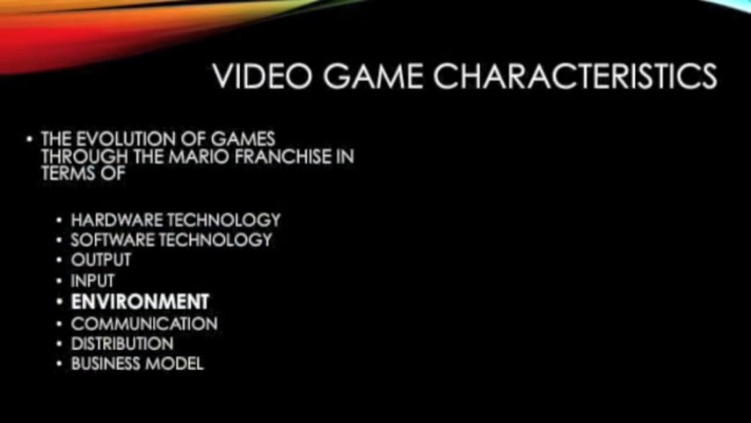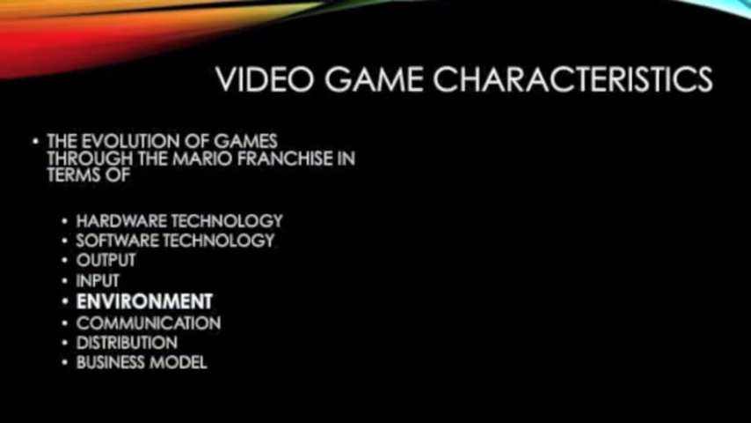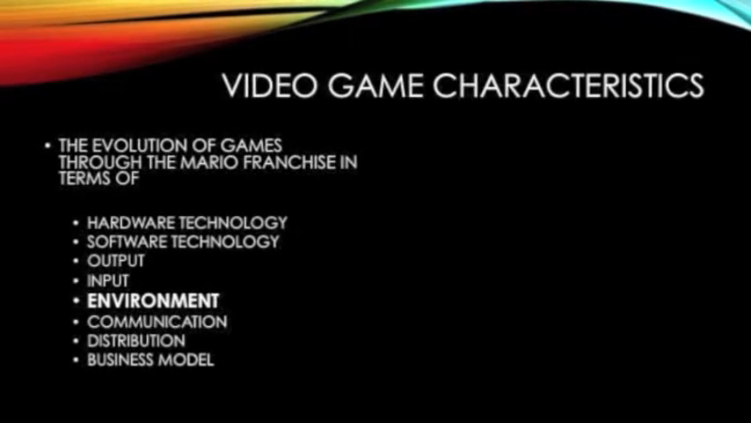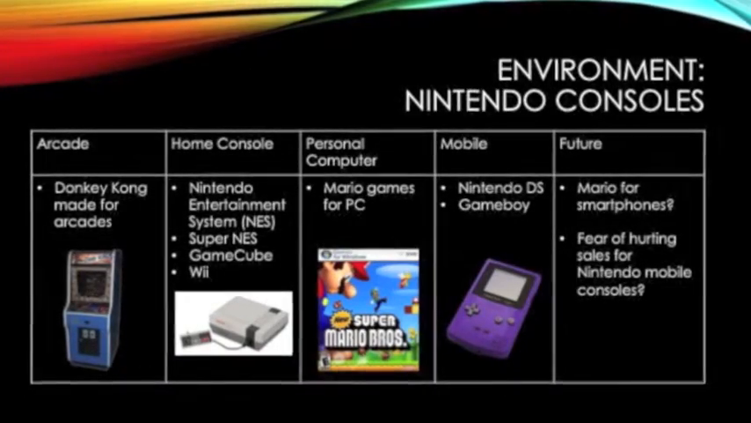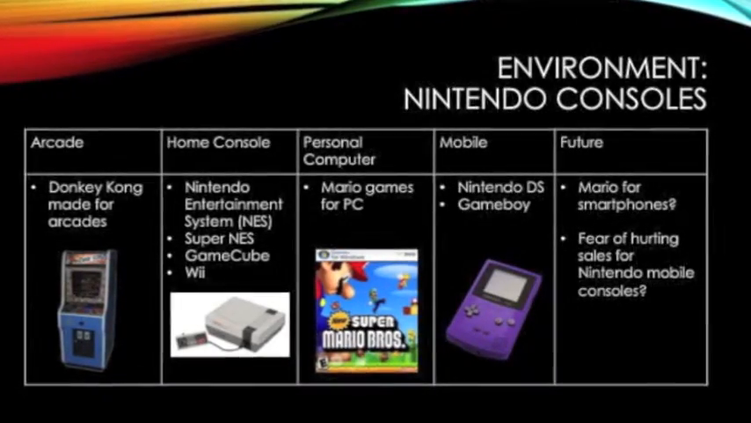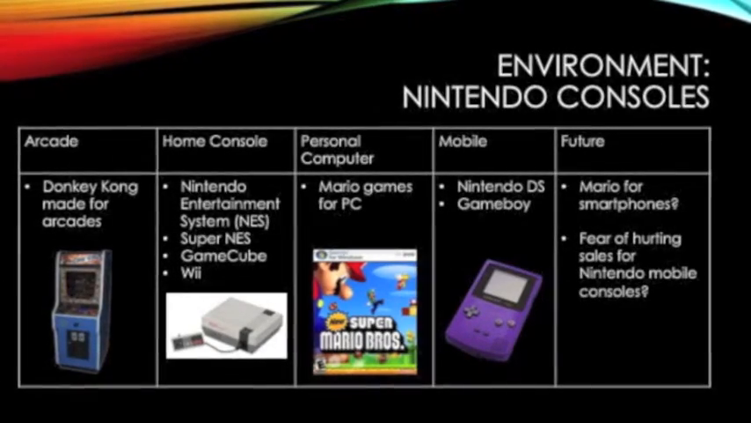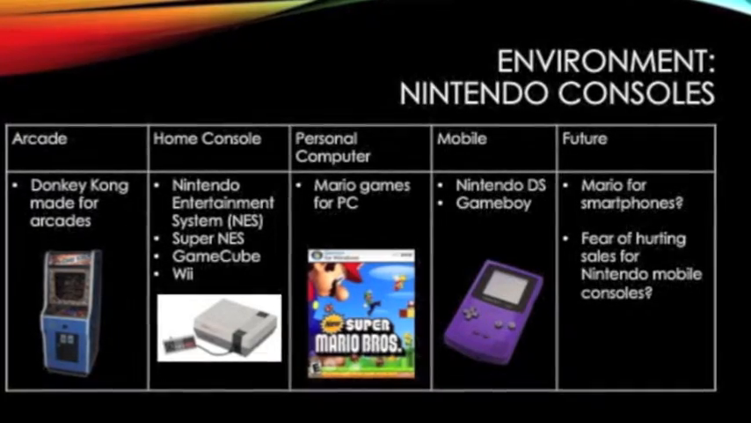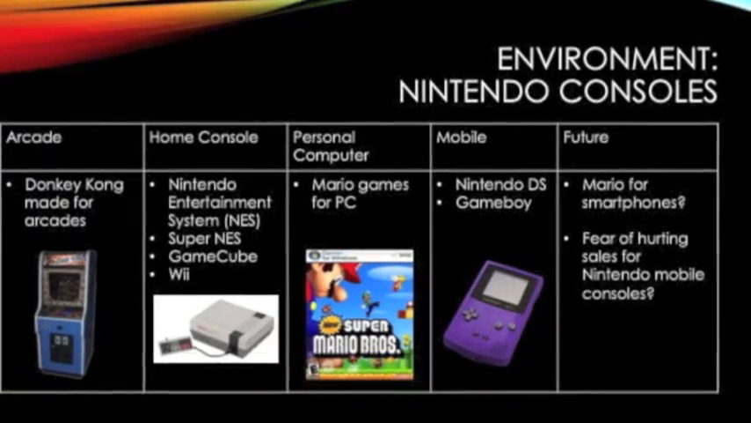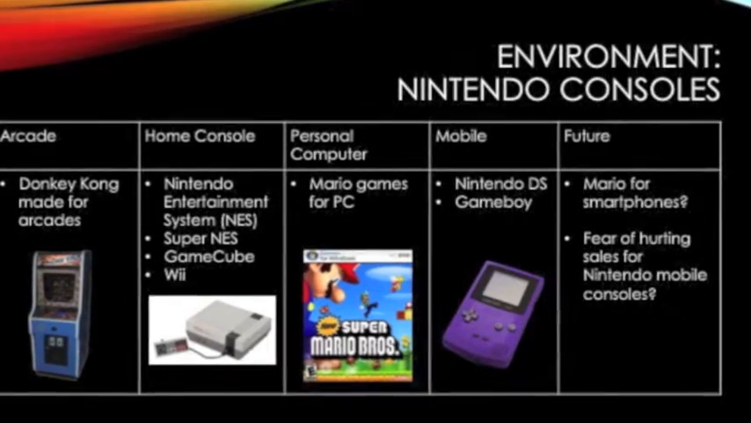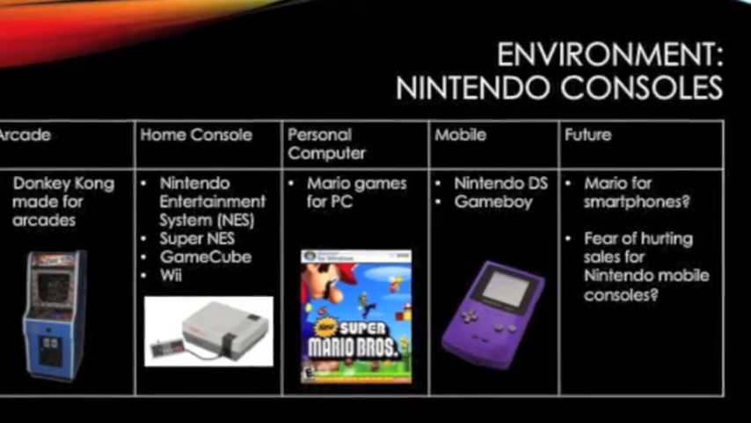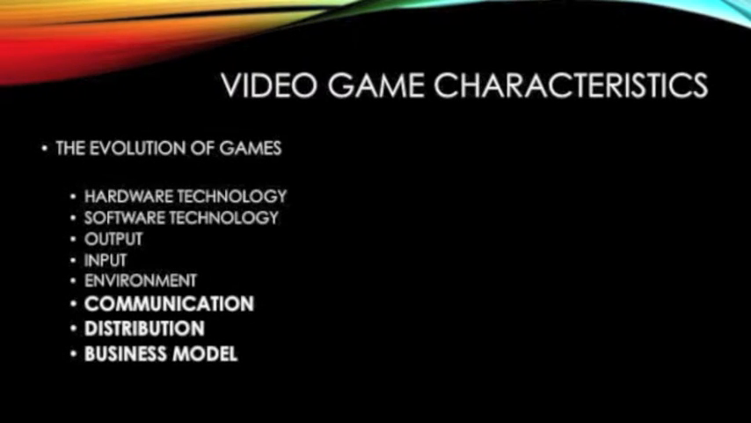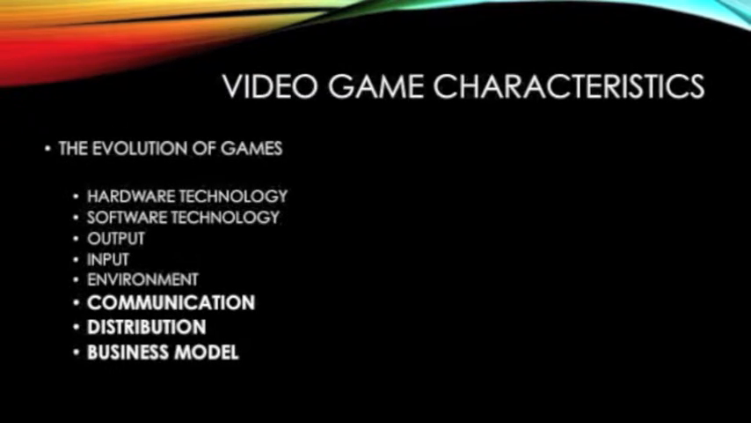In the next slide, we'll talk about the environment of video game consoles and the kinds of environments that they are played in. In this slide, here is a chart for the environment for Nintendo consoles. We talk about environments such as the arcade, the home console, the personal computer, mobile, and the future. In the next three slides, we focus on communication, distribution, and the business model.